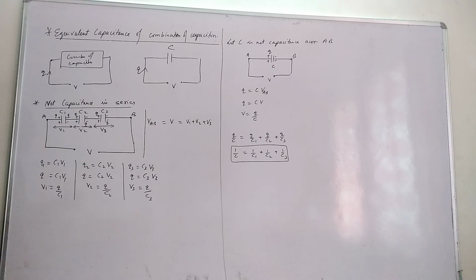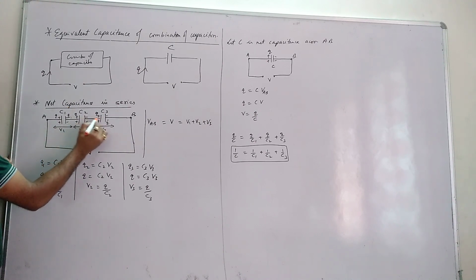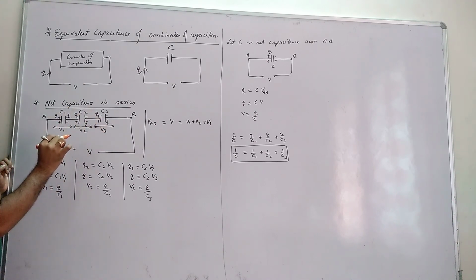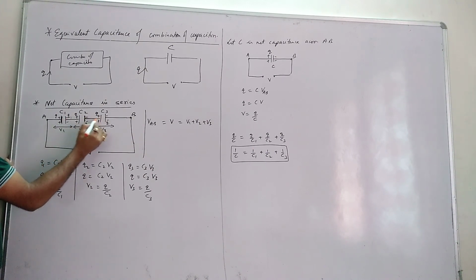We will connect multiple capacitors in series, and I will show how to find the net capacitance if the capacitors are connected in series. So say I'm taking 3 capacitors C1, C2 and C3 connected in series. One terminal is connected, no branching. These terminals are not connected with each other, only one terminal is connected. They are in series.